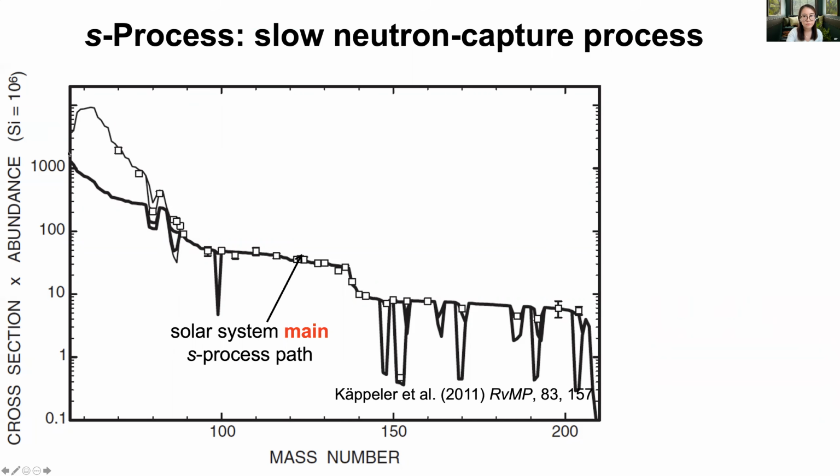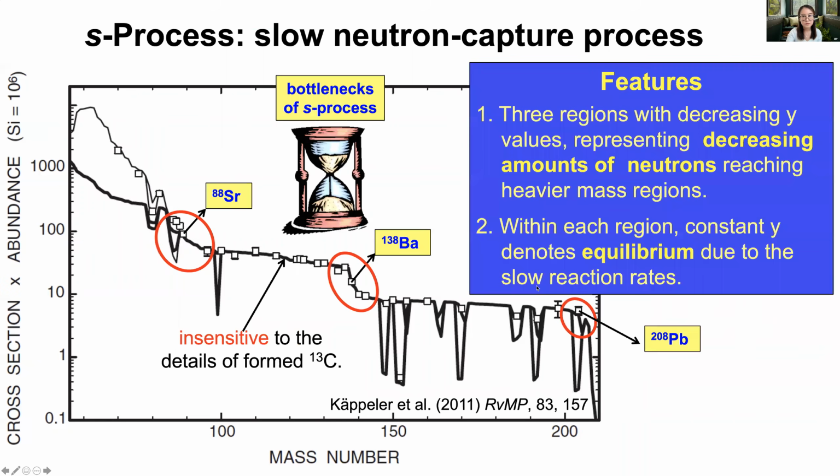So we see the neutron flow starts from the iron peak and slowly decreases toward the heavier nuclides because there are many neutron sinks along the path. We also see that this distribution has 3 distinct steps, and within each step, it remains quite constant. This is because the s-process is a slow neutron capture process, so it reaches equilibrium along its path.